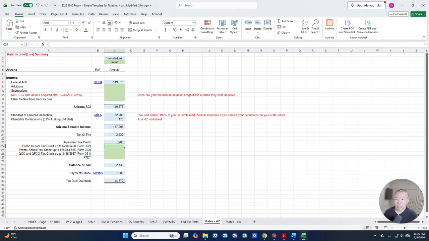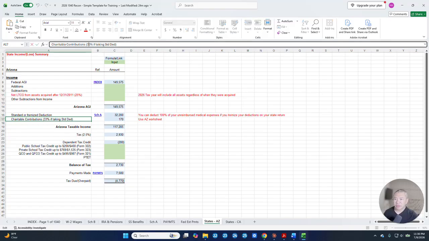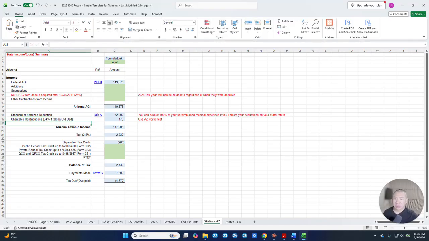Arizona, the standard deduction is a little bit higher. The federal adjusted gross income is a little bit lower due to that $500. Same, this actually should be 34% for this 170. Flat tax rate of 2.5%, dependent tax credit of $200. Tax at $2,730, payments assumed at $7,500, refund of $4,770.